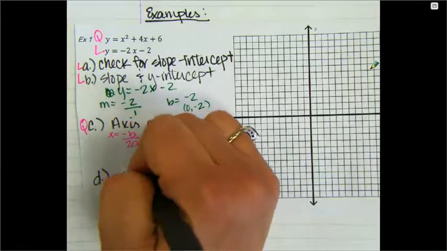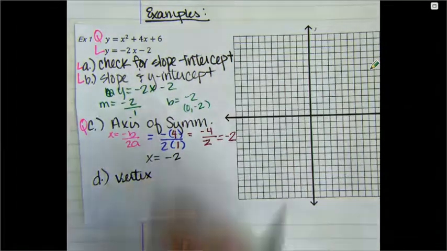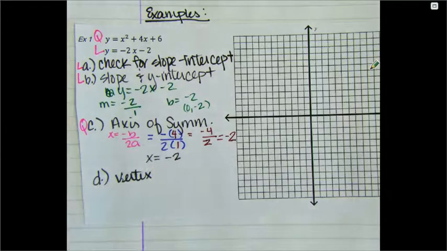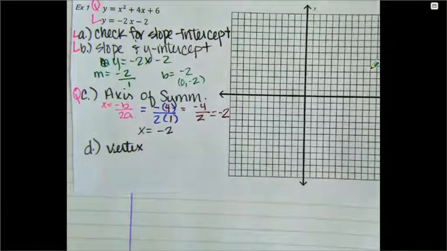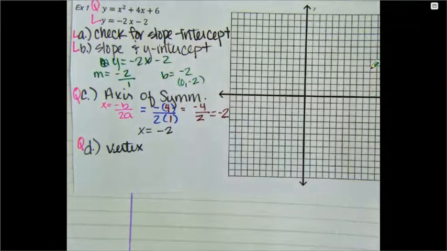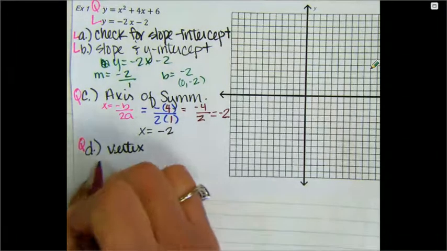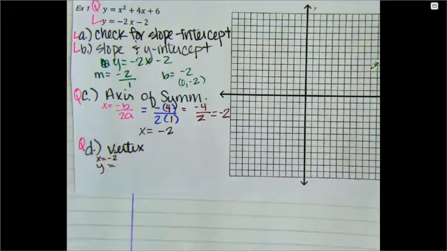Vertex. If you are lost in any of this right now, then you need to be where? In tutoring, because this is all what? It's all review. Vertex. How do I find the vertex? First of all, does that deal with the quadratic or the linear? It deals with the quadratic. I'm pretty much done with the linear for now. I plug in what? The x equals negative 2 into the function. So I'm going to go ahead and say that x equals negative 2. So I go and get y equals. Finish plugging it in.